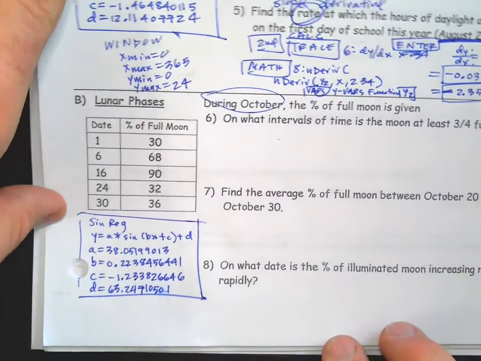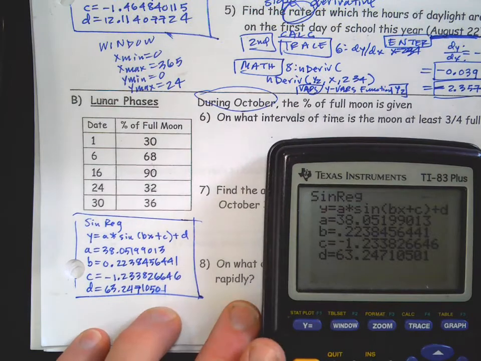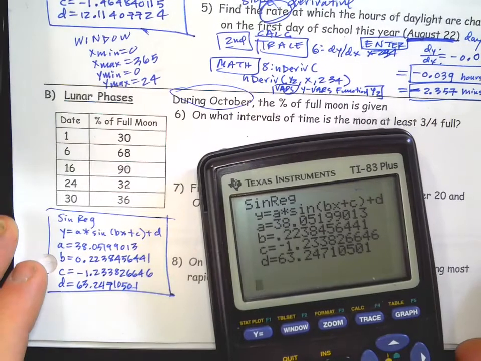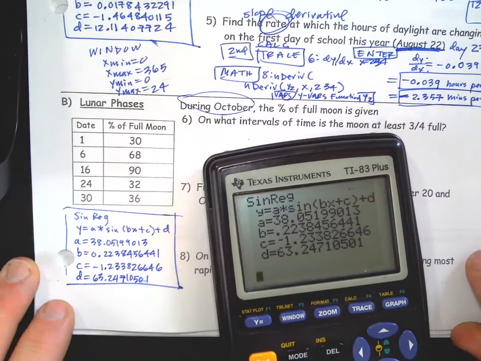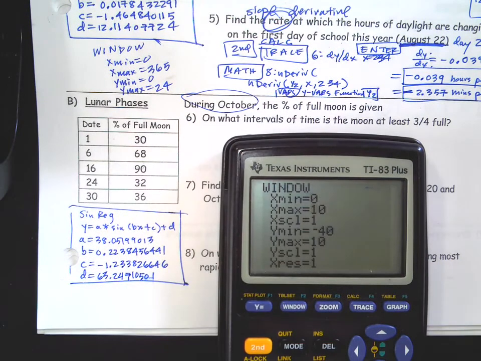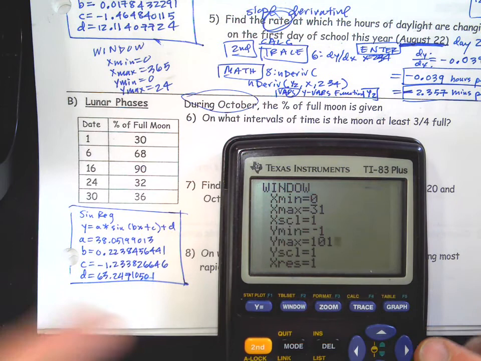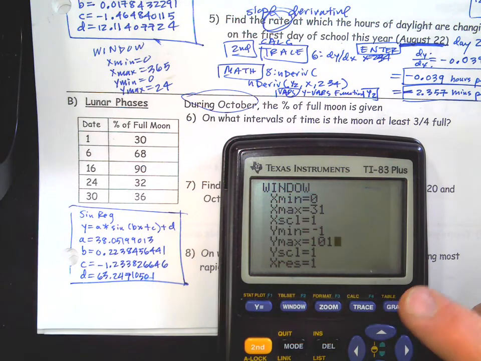All right. Now, I should probably go ahead and get a graph of this. I'm probably going to use the graph for a bunch of things. So let's see. Let's go to window. We always go to window first. 0 to 31, probably. Percent of full moon is probably going to be 0 to 100, but I like to give myself a little buffer, so I'll say -1 to 101. In reality, that's what should happen. Maybe our values aren't perfect, so it gets close. So I think that's good.